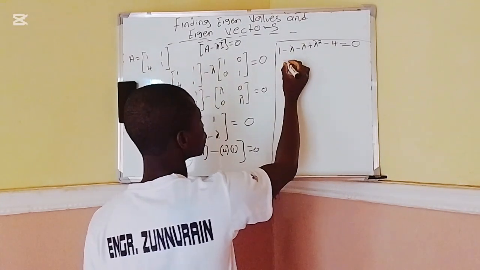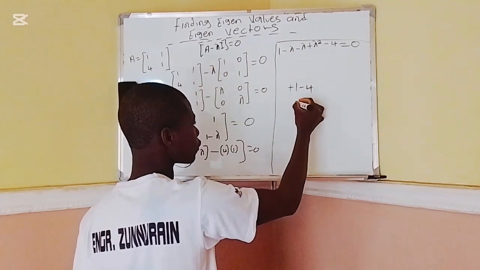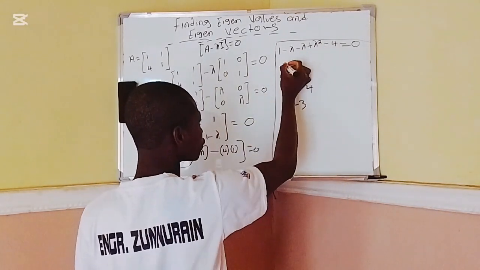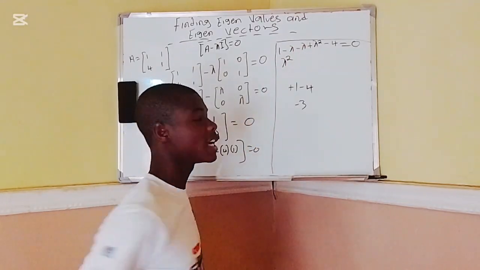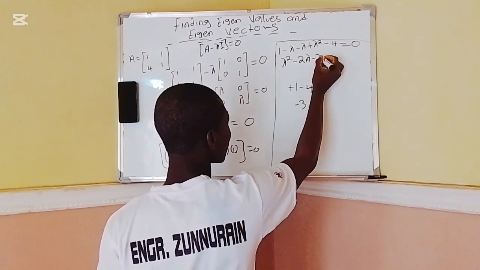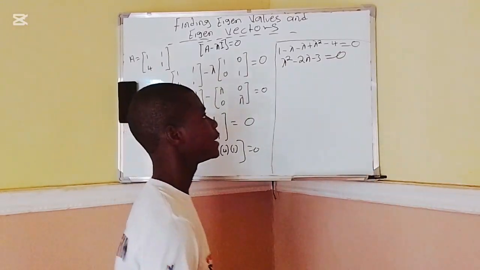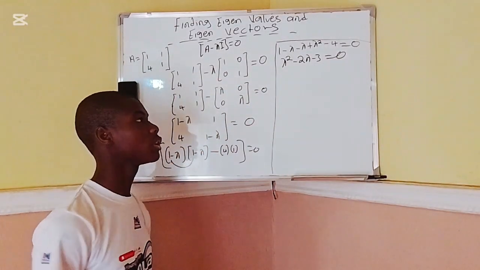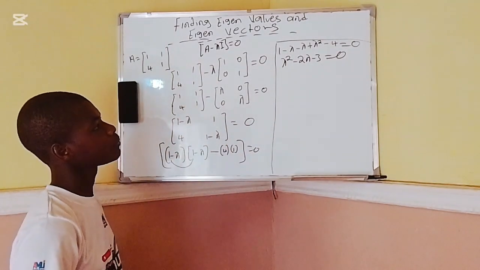So therefore, 1 minus 4 gives me minus 3. Before then, I take this lambda squared because it is positive. Minus lambda minus lambda gives me minus 2 lambda, and therefore minus 3 equals 0. So I have to find the values of lambda 1 and lambda 2 in this quadratic equation.